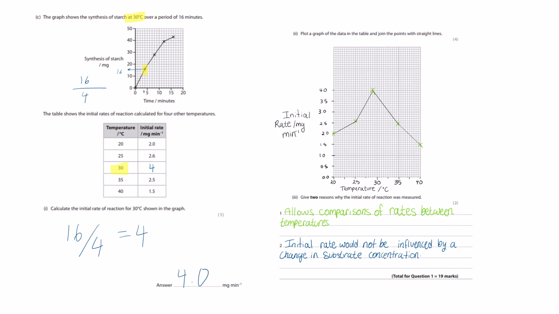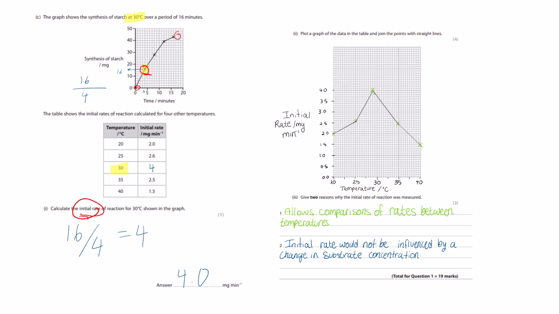Okay, question C. The graph shows the synthesis of starch at 30 degrees over a period of 16 minutes. The table shows the initial rates of reactions calculated for 4 other temperatures. Calculate the initial rate of reaction for 30 degrees Celsius shown in the graph. Okay, so focus on the initial part over here. They said initial, so therefore I'm going to be focusing on this point. I am not going to be taking this one and this one. No, I'm only going to be taking this point over here.